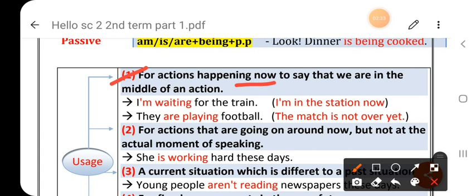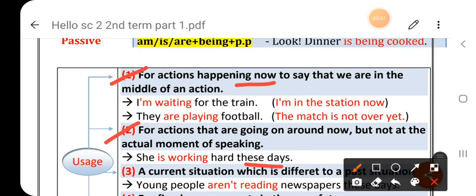Got it? Even number 1, if you are speaking about something happening now at the moment of speaking. Number 2, for actions that are going on around now, but not at the actual moment of speaking. And if you are talking about in general, she's doing what? She's working hard these days, especially if you are talking about such keywords like these days. We take care of something, Senior 2: in the present continuous, we use it for temporary action. In Arabic, something mu'aqqat. That's not the habit, or it's not something fixed. Got it? She's working hard these days. Maybe after a while she will not do this.